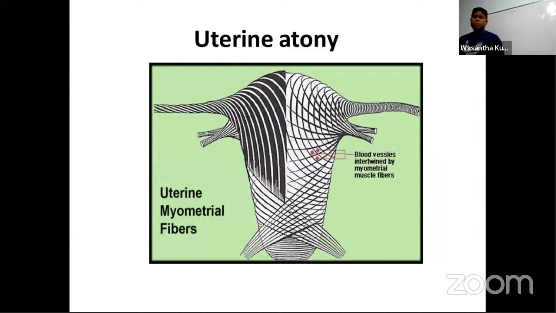So when it comes to primary postpartum hemorrhage, what are the causes? You can divide the causes as atonic, trauma, and other causes. Atonic, trauma, and other causes. What is atonic? What is the tone?